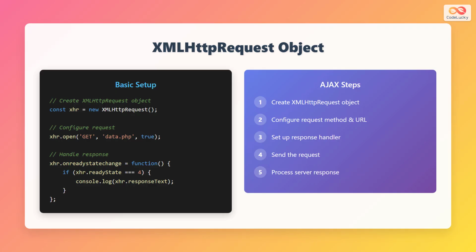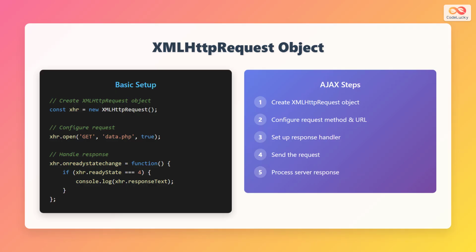Then, set up a response handler using the onReadyStateChange event. This function will be called whenever the readyState property of the XHR object changes. Inside the function, check if the readyState is equal to 4, which indicates that the request is complete. If it is, you can access the server's response using the responseText property.